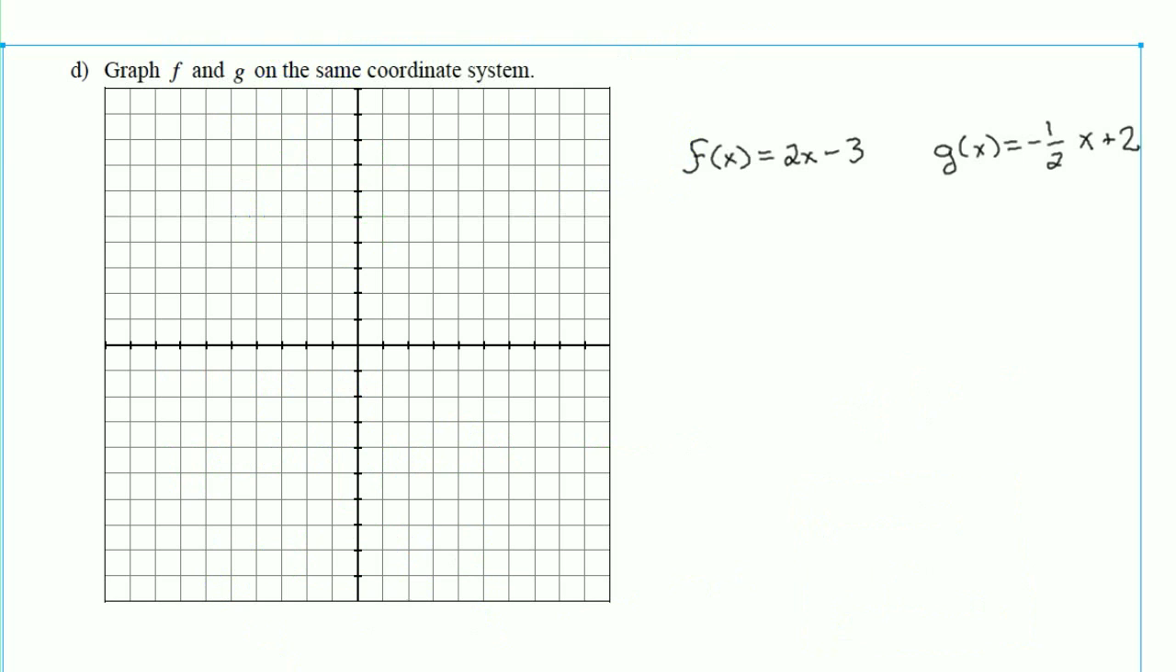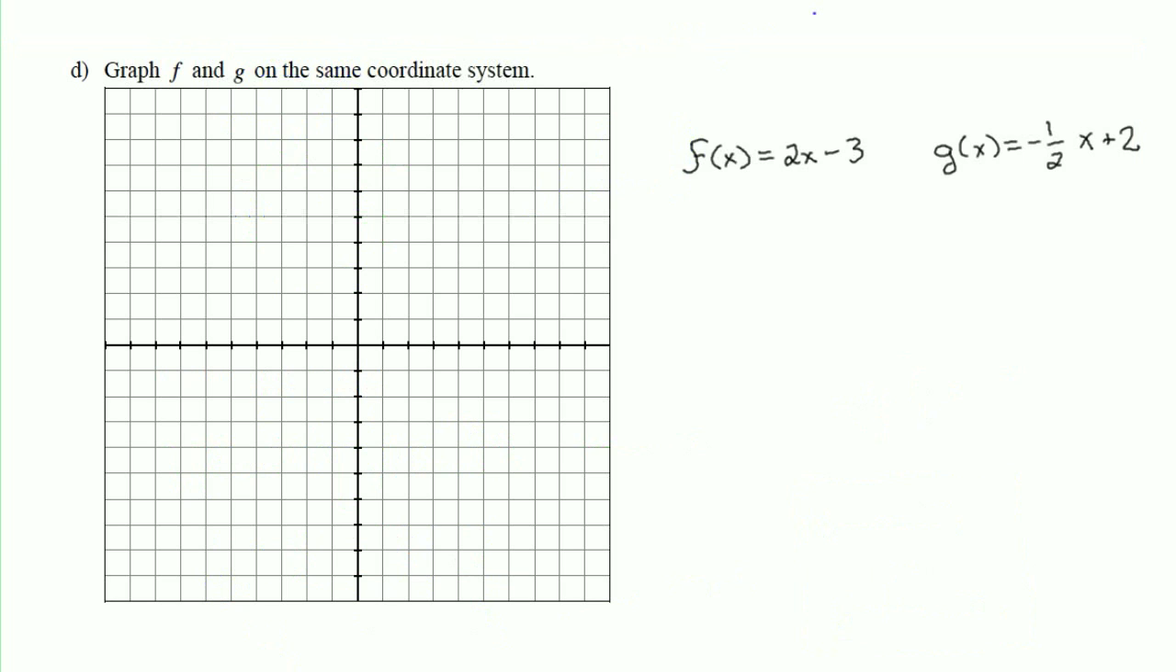Finally, I'm asked to graph both f and g on the same coordinate system. So I've written down both of these formulas again so that we can work with them. These are both in the form y equals mx plus b. Remember that this f of x is just the same as y. So in order to graph a function, we can immediately just change it to an equation, or just mentally change it to an equation, so that this is in the form y equals mx plus b.